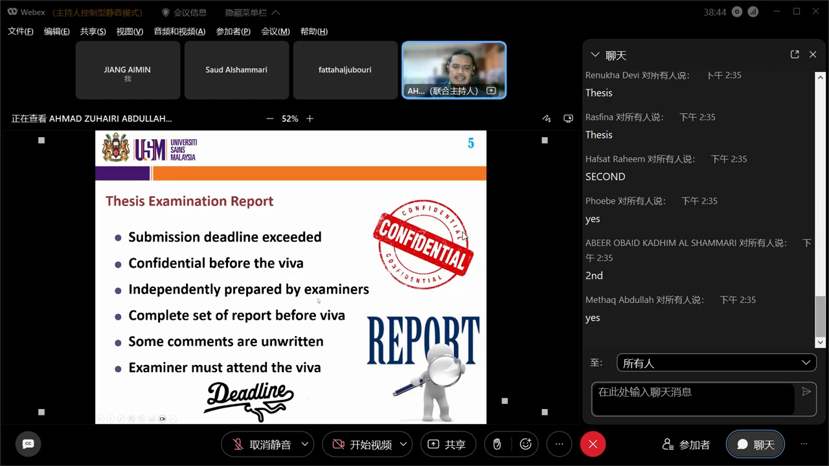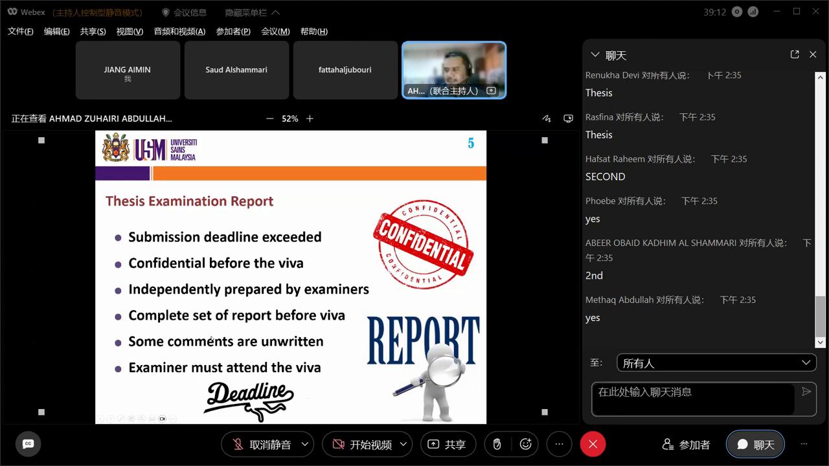And the examiners don't have any discussion among them. Examiners prepare the report independently based on their concern, based on their examination. They prepare the report individually. They don't discuss, they don't meet for the preparation of the report. And we'll compile the report before the Viva.